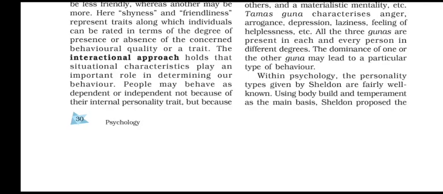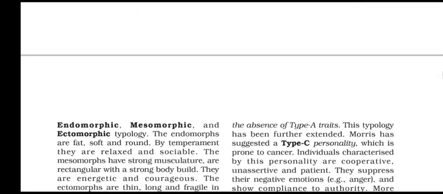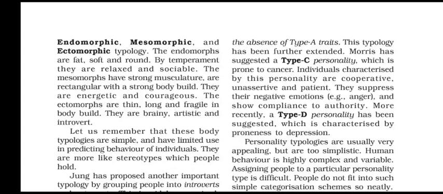All the three gunas are present in each and every person in different degrees. The dominance of one over the other guna may lead to a particular type of behavior. Within psychology, the personality types given by Sheldon are fairly well known, using body build and temperament as the main basis. Sheldon proposed endomorphic, mesomorphic, and ectomorphic typology. The endomorphs are fat, soft, and round. By temperament, they are relaxed and sociable.